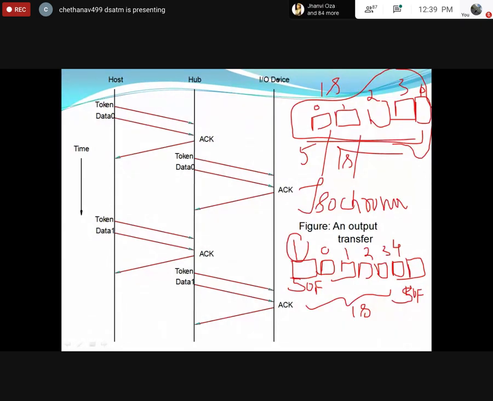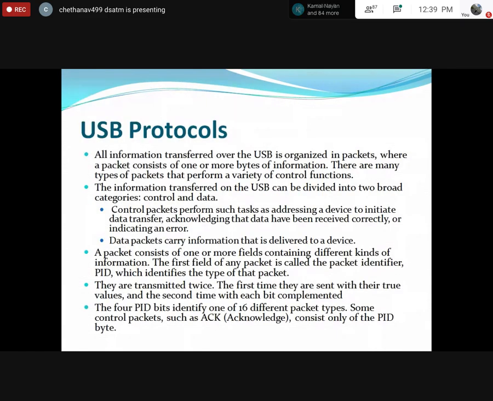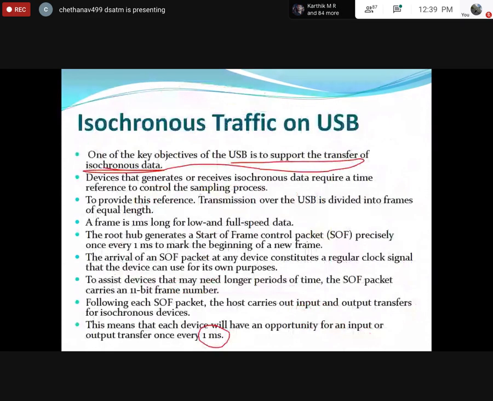So for that frame number, we have 11 bits. 11 bits will be utilized for frame. Okay, that's what they have provided here. 11 bits for frame number, consisting of frame number. So I think by this I've almost completed module number 2. Module 2 is completed.